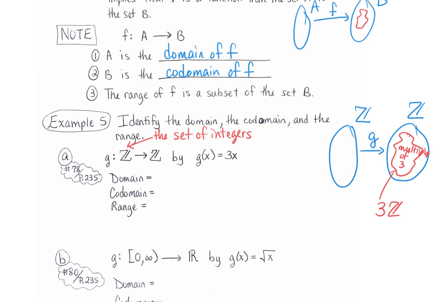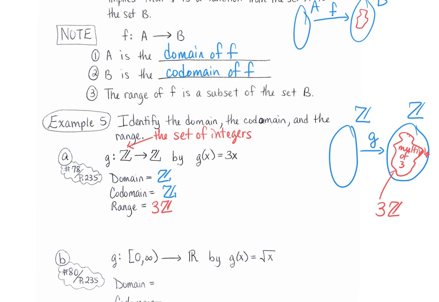So let me ask you this. What is our domain? The integers, good. Remember, our domain is the A. So this is the integers. What's our codomain? Integers, yes. That's our B. And then what's our range? 3Z, yes. 3Z, good. Very good.